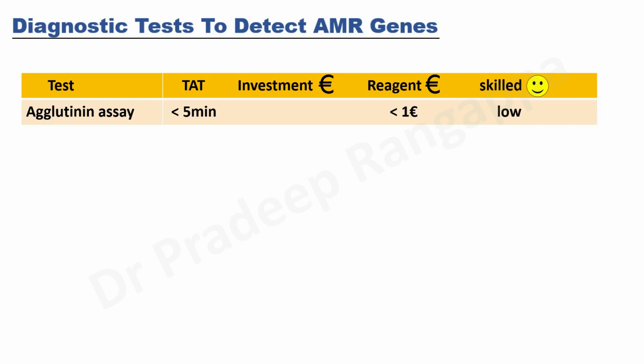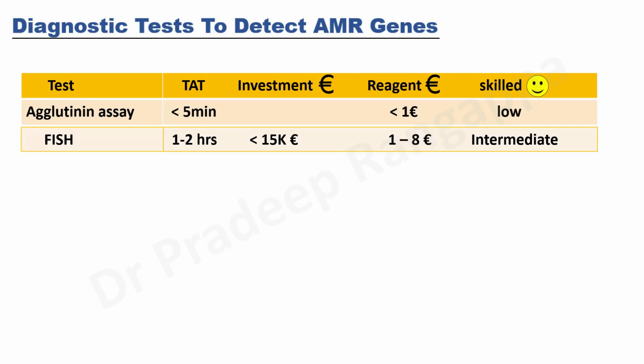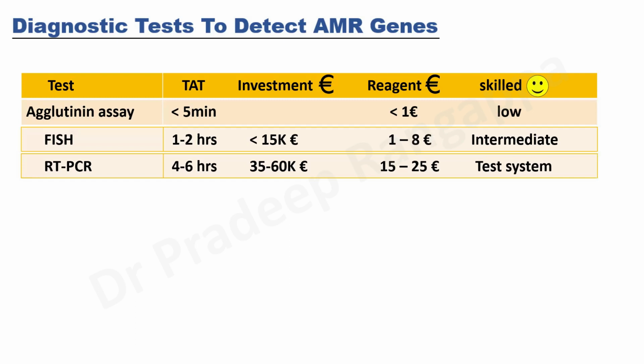So agglutinin assay, turnaround time is less than 5 minutes. So FISH is fluorescent in situ hybridization. Turnaround time is 1 to 2 hours. And as you see, the cost for reagent is very less, and you don't need too much of skills to do this. RT-PCR is most popular, most widely available, and I'm sure many of you here present may be using it in some form or the other. As you see, turnaround time is only 4 to 6 hours, but the reagents are a little expensive.